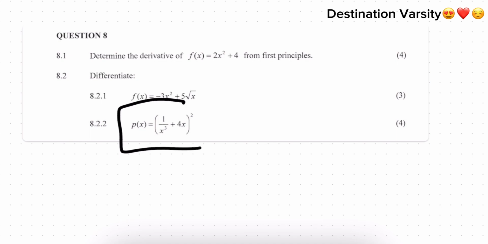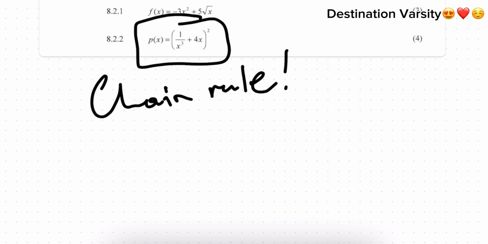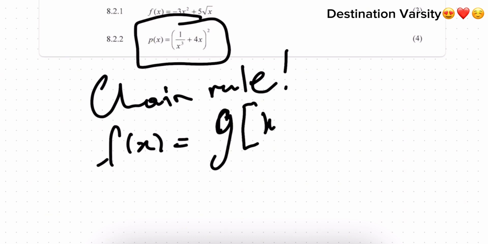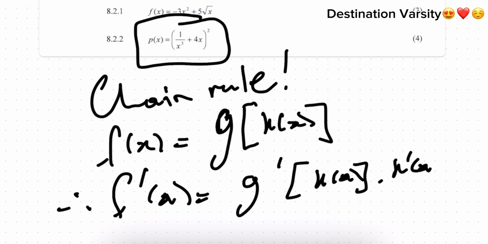Okay, this is easy using the Varsity method, but we'll start with the Varsity method, then go to the high school method. The Varsity method is the chain rule. How do you use the chain rule here? The chain rule says, if you have f at x being equal to g of k of x, then the derivative of f at x is equal to g prime of k of x multiplied by k prime of x.